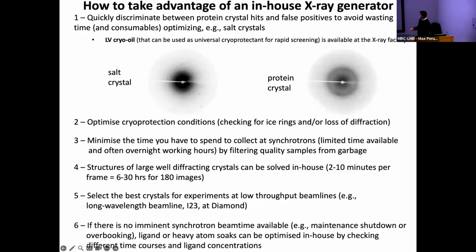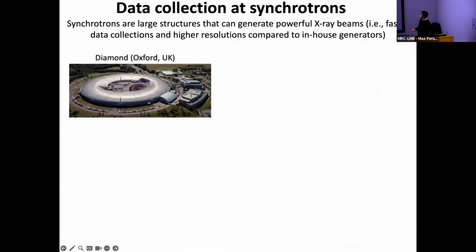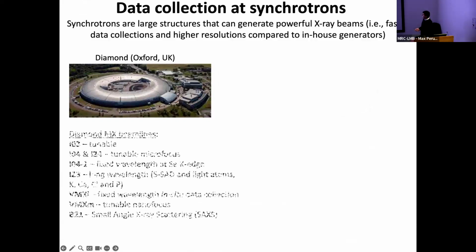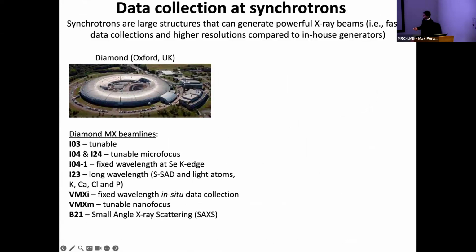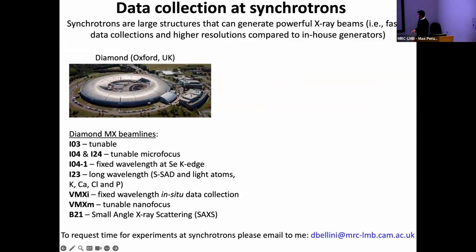Okay, if the beam line is closed, if the Diamond is closed, there is no beam time. So the synchrotron we are using is the Diamond synchrotron, which has a selection of different macromolecular crystallography beam lines. Depending on which experiment or the type of your crystal, we can select the right one for you. Again, to request time, just drop me an email and we can arrange everything.